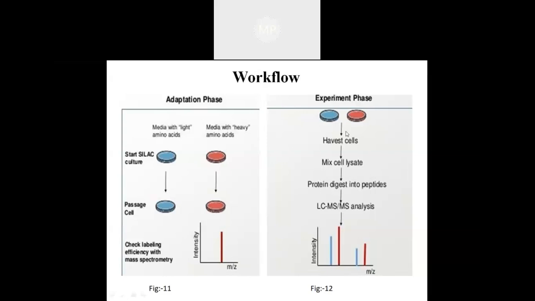In the experimental phase, the two cell populations are subjected to two different treatments according to the researcher's interest. Subsequently, the mixed cell populations or protein lysate are analyzed with LC-MS to identify and quantify the ratio of heavy peptides to light peptides. So the red color is the heavy ones and the blue color shows the light ones.